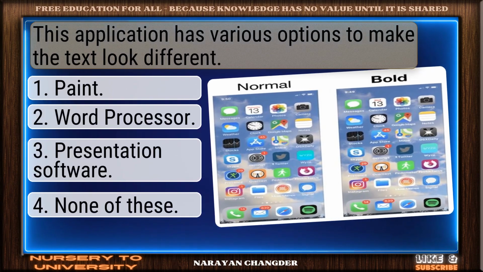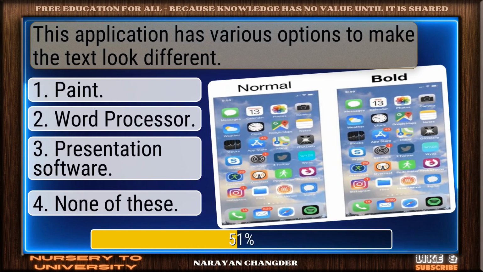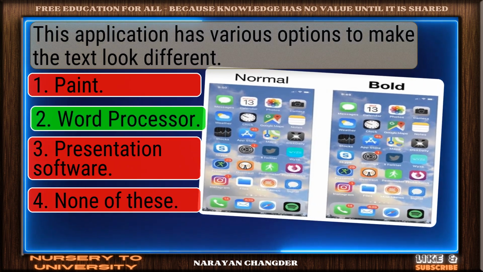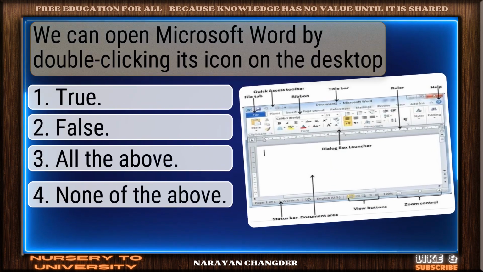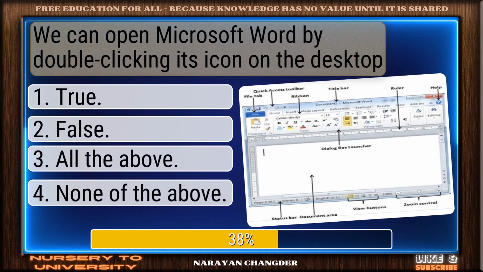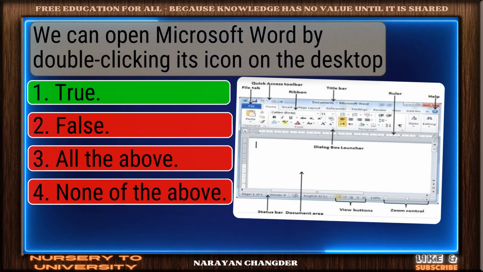This application has various options to make the text look different. Great thinking. Word processor is the right choice. We can open Microsoft Word by double-clicking its icon on the desktop. You chose true, and it is correct.